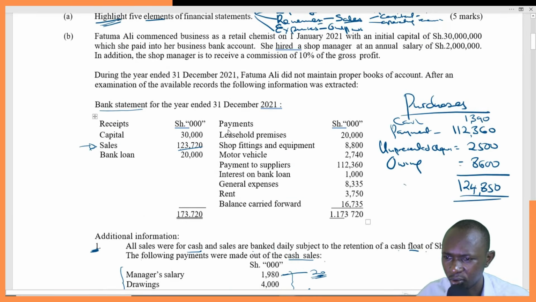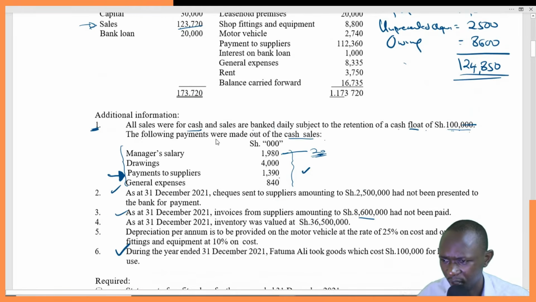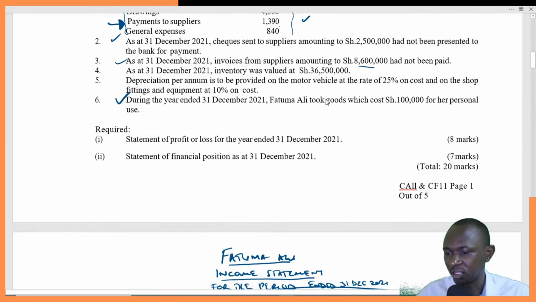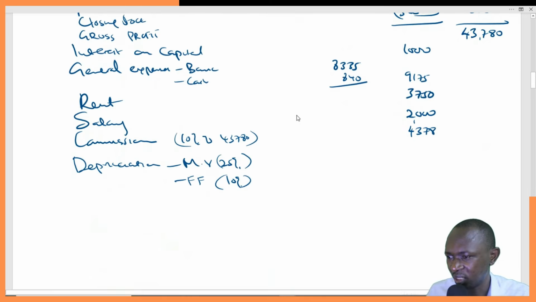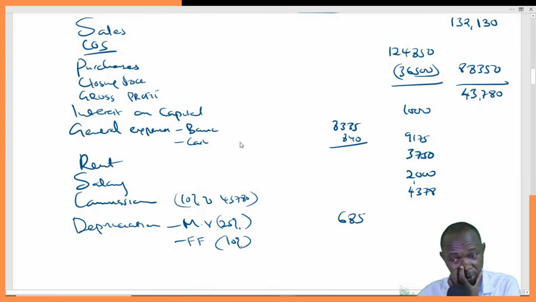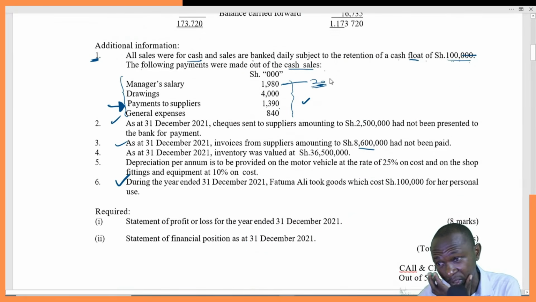So you just get the cost of motor vehicle. Have we really been given the cost? Yeah, because they were bought this same year. So motor vehicle is 2740. 25% of 2740, 0.25 times 2740, gives us 685. We might want to add these depreciations here and then take the total the other end, just for the sake of it. And furniture and fittings is 10%.